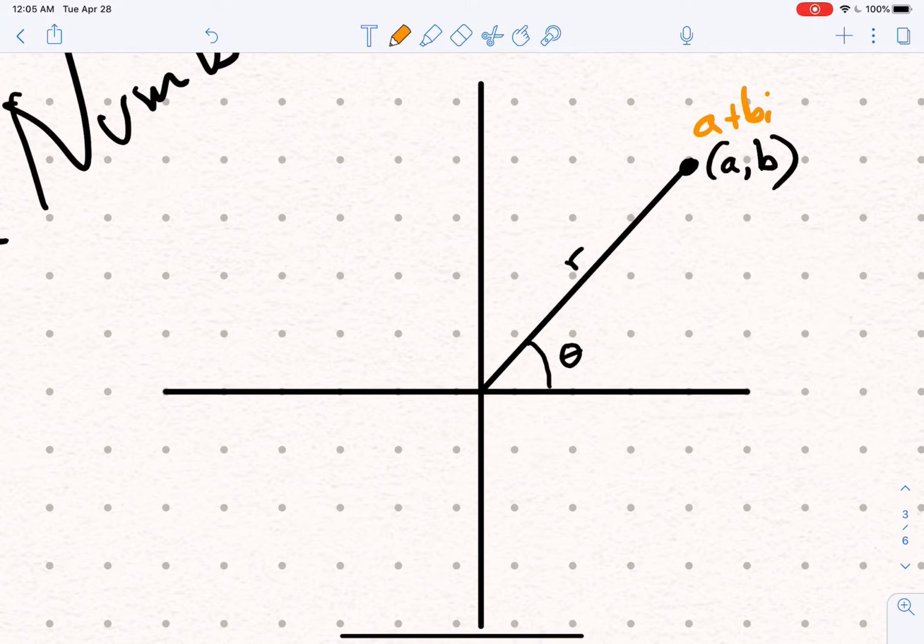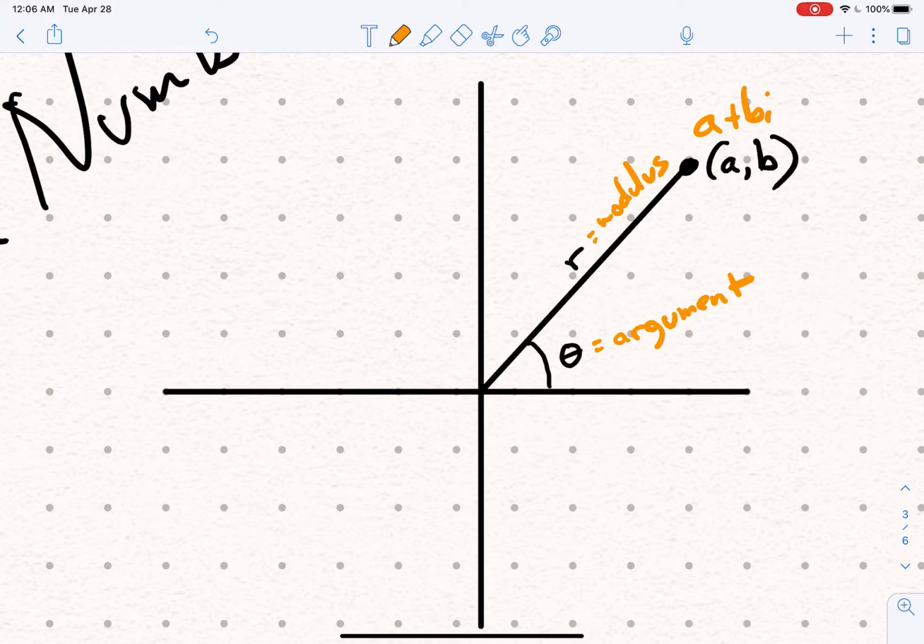A few vocabulary words here. This number r, which is the distance from your point to the origin, we often call the modulus. And the angle we often call the argument. So if we're talking about a complex number, a plus bi, then when we want to express it in polar form, what do we want to find? We want to find the modulus, the r, and the argument, the theta. So that's what we're going to want to do.